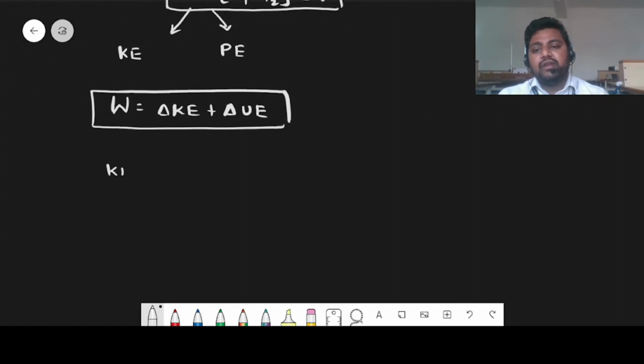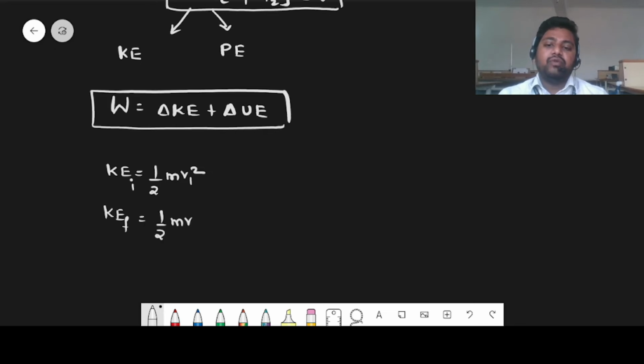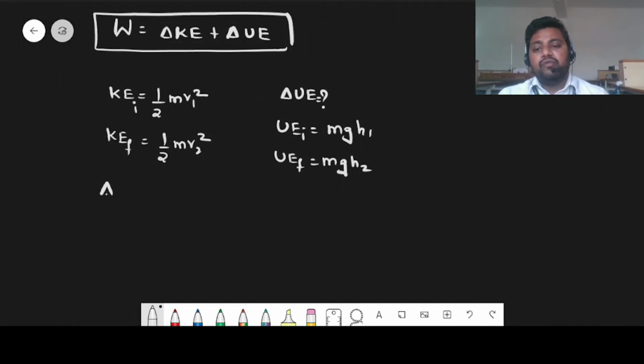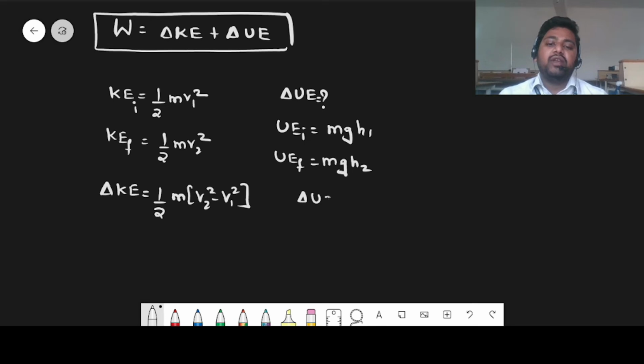Initially the kinetic energy is half m v1 square. The final kinetic energy can be written as half m v2 square. Now, if you want to find the change in potential energy, the initial potential energy is m g h1, and the final potential energy is m g h2, where m is the mass of the liquid that is being displaced. So the change in kinetic energy is half m into (v2 square minus v1 square). In the same way, the change in potential energy can be written as m g (h2 minus h1).